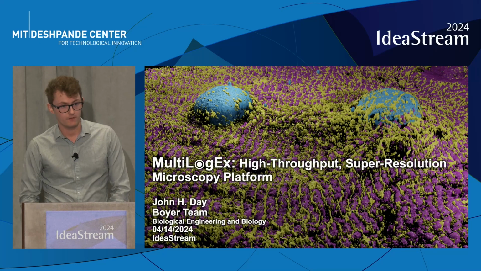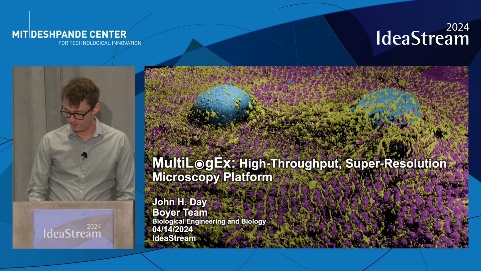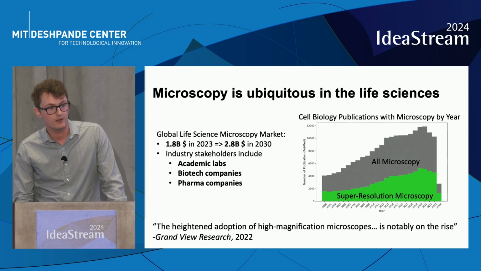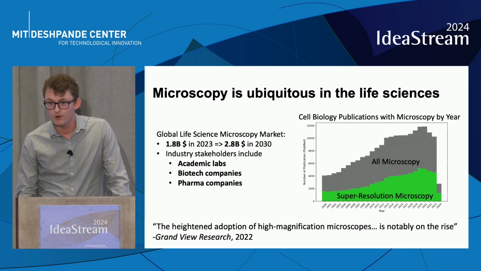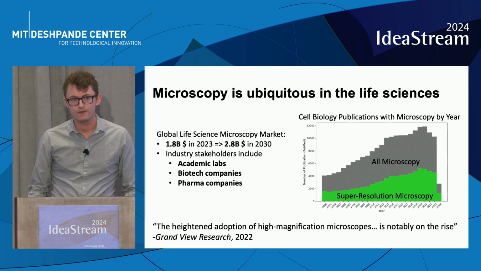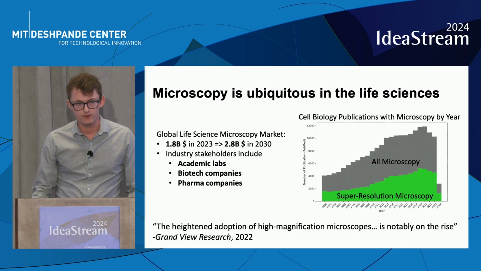It's a pleasure to be here to tell you all about a microscopy technique that we developed to help scientists take better images faster. So I want to start out by saying that microscopy is one of the most important tools in all of biology. The microscopy in life sciences market is growing at about $2 billion today, spanning academic labs as well as biotech and pharmaceutical companies. And what's more, the use of super resolution microscopy is growing at a commensurate rate.